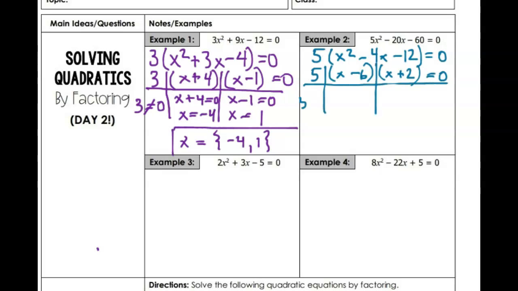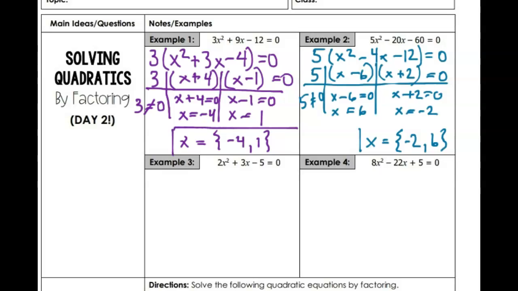And then again, when we look at each factor, the first one, clearly 5 is not equal to 0 ever, and we would have x is equal to positive 6, and x plus 2 equals 0 would give us negative 2. So our two solutions for example 2 are going to be negative 2 and positive 6. And again, you can see that when we have a common factor, that's probably the good first thing to look for, is that you can factor out each of those.